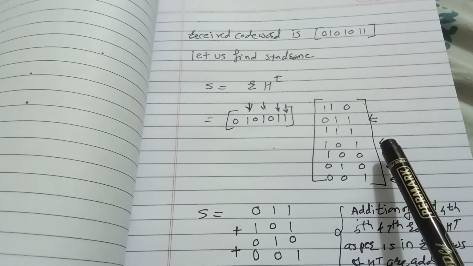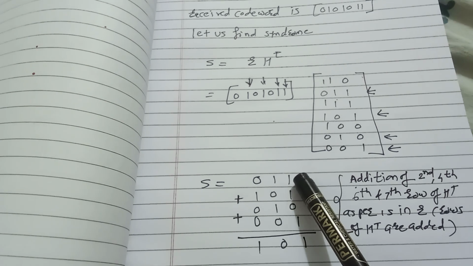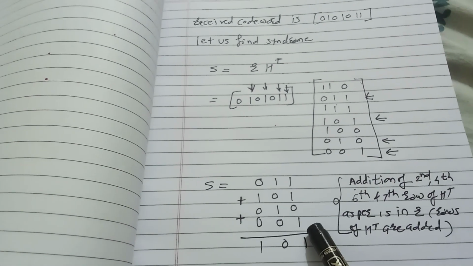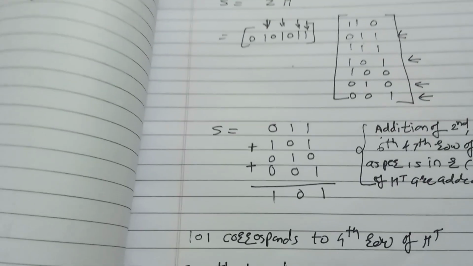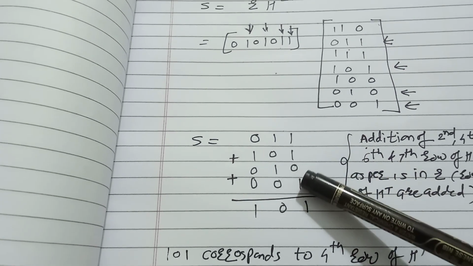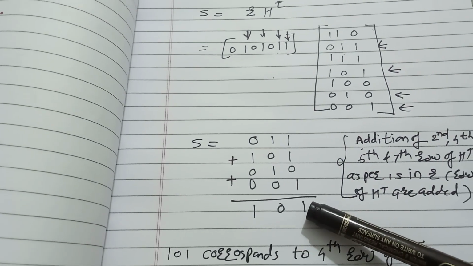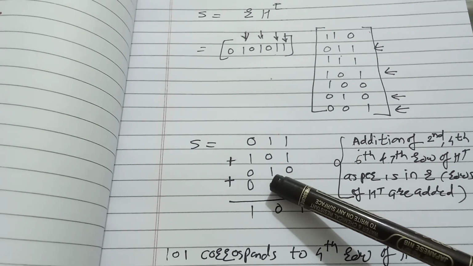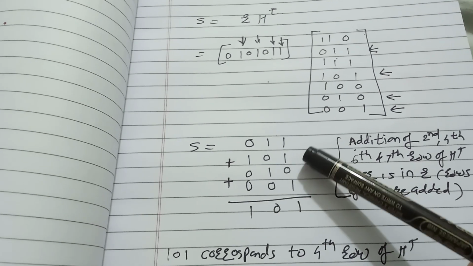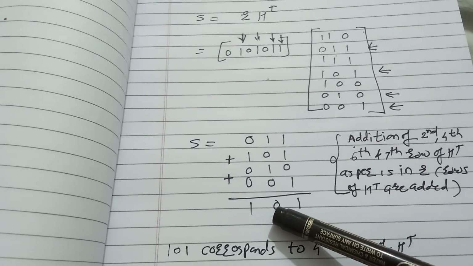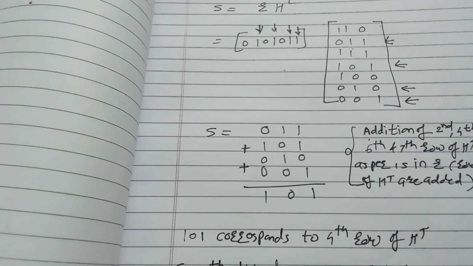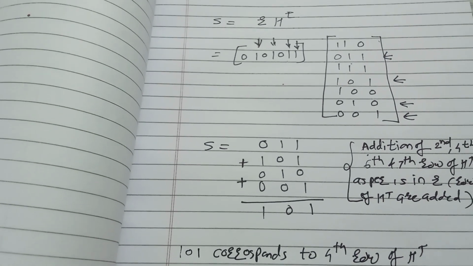Then you have to take these marked rows, like this 0 1 1, then 1 0 1, then 0 1 0 and 0 0 1, and you have to do the mod 2 addition. Here also the trick is that wherever you see an odd number of ones, you have to write 1 as the addition, and if there are an even number of ones, you have to write 0. So here an odd number of ones are there, so 1. You have to just count the ones. So here even ones, so 0. Here also odd ones, so 1. So the syndrome is 101.